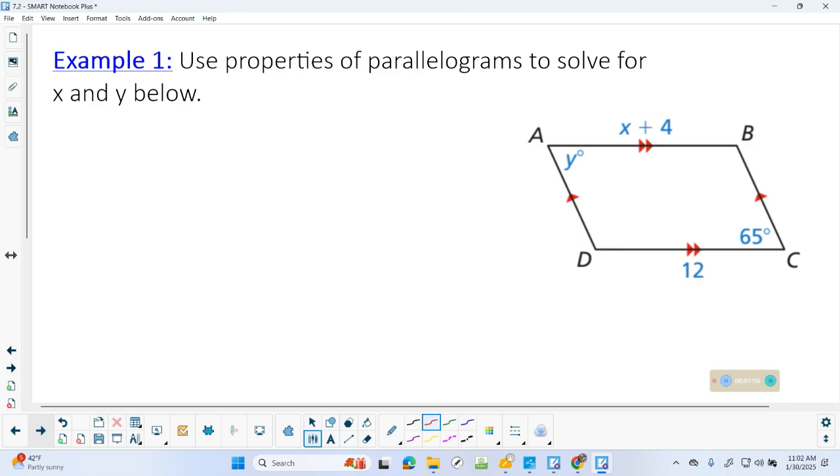So here we go. Use properties of parallelograms to solve for x and y below. I'm going to start with x, then we'll get into y. So here I identify x. Now, first question for you. Is this an angle or a side? Side. It's a side. And we know opposite sides are congruent. So all I have to do, you can probably mental math it. X equals 80. Good stuff, Jack.